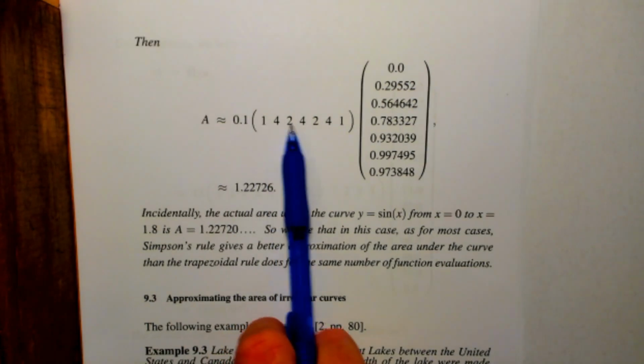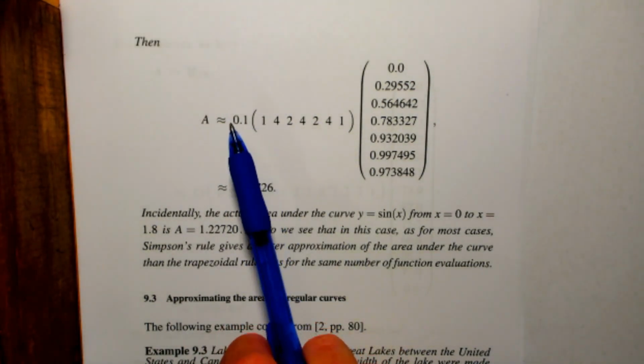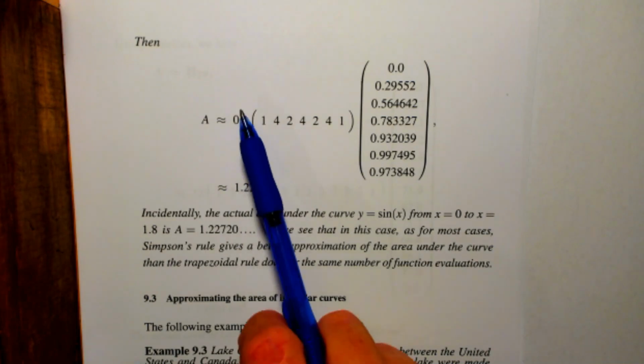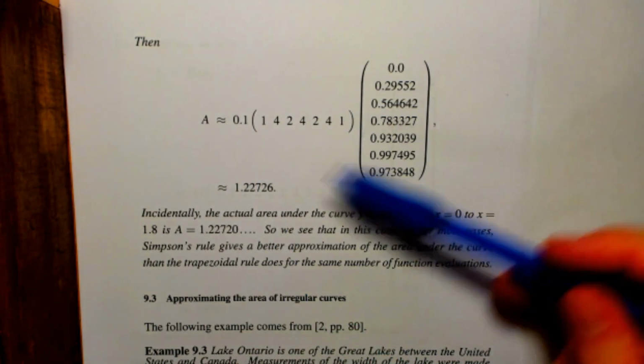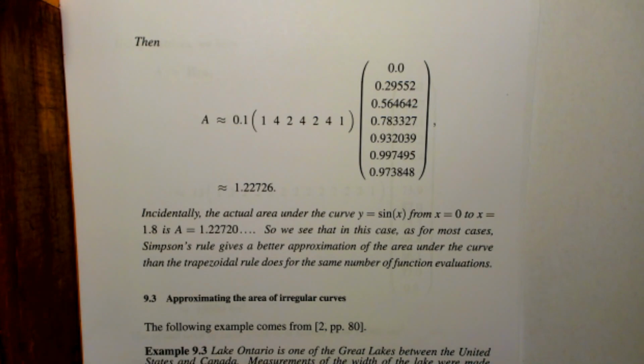All right, so this product, so h, remember, was 0.3, so 0.3 over 3 is 0.1, and we get 1.22726, whereas before we got 1.12798 as an estimate. So this should be a better estimate. So the actual area under the curve, y equals sine x from 0 to 1.8, is 1.22720. So this is quite a bit better than 1.21798.